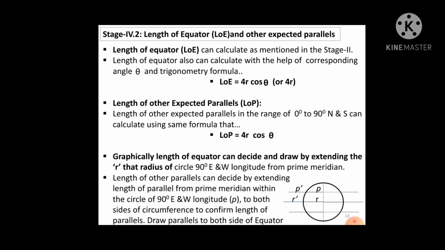In the same way, the P is what? P is another parallel, exactly the half length of that particular parallel within the circle. So in the same way, if you extend P as P dash to both sides, you will get the entire length of that particular parallel. In this way, graphically also you can find the length of the parallel and the equator, and you can find the number. So you can use whichever method is convenient for you, and then go for the construction of the projection.